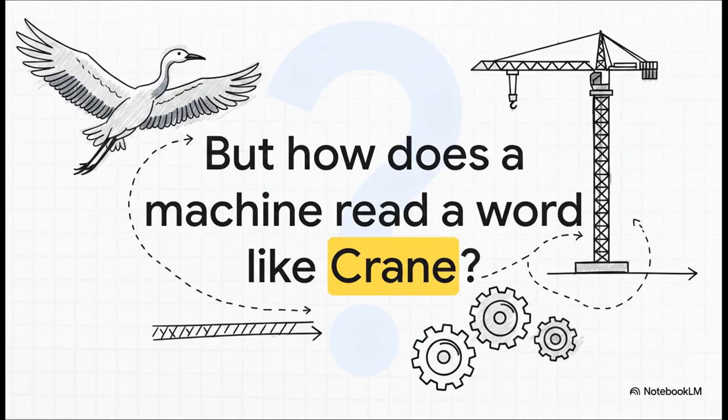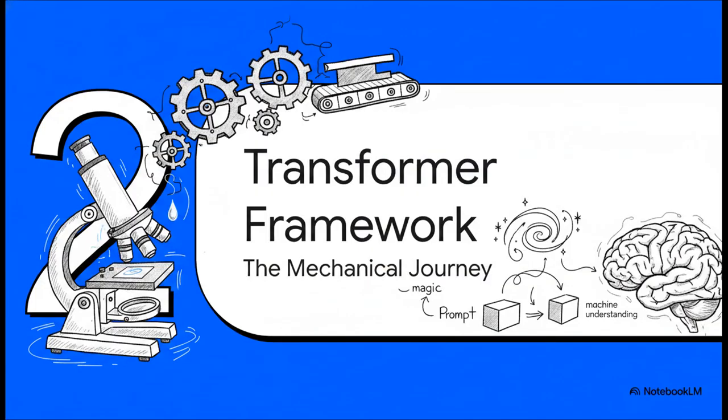So, the machine can finally see the whole page at once. Awesome, right? But this brings up a really fascinating question, and it moves us into our intermediate framework layer. Because to truly grasp this architecture, we have to ask, how does a purely mathematical model know the difference between crane, the flying bird, and crane, the heavy construction equipment? To a machine, it's just a string of letters. Which brings us nicely to section 2, the transformer framework.